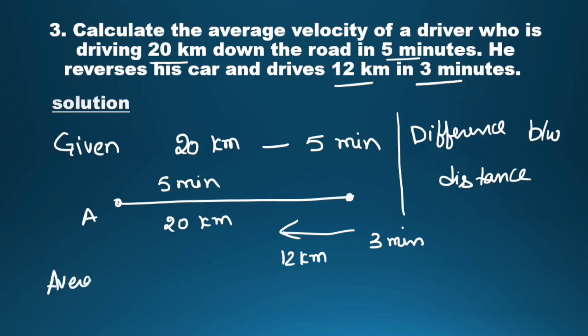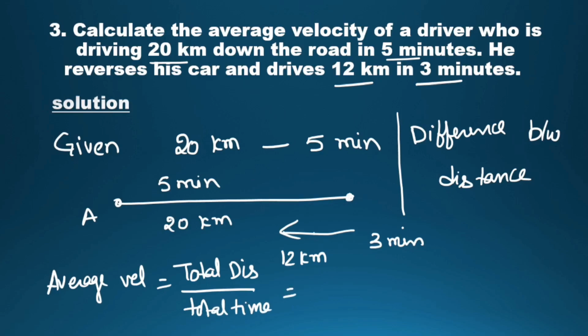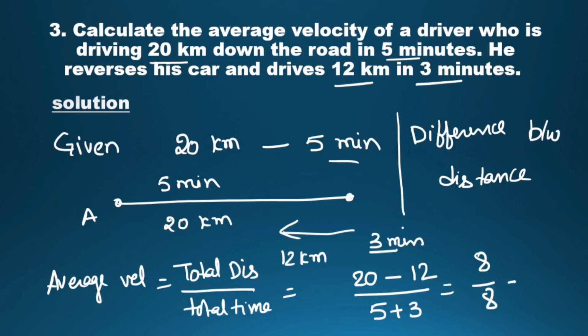Now average velocity equals total displacement by total time. What is the total distance here? 20 kilometers. Here 12 kilometers in reverse direction, that is 12. But the total time we should take 5 plus 3. Now it is 20 minus 12, 8, by 8. That is 1 kilometer per minute. Understand? Now average velocity is 1 kilometer per minute.